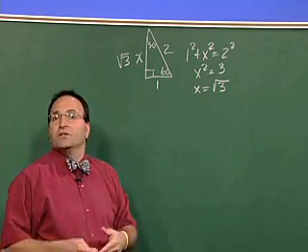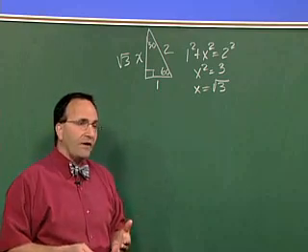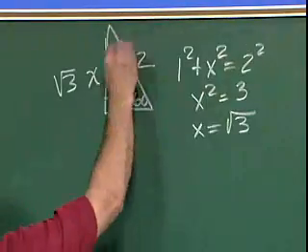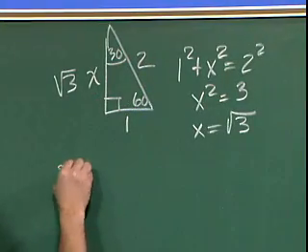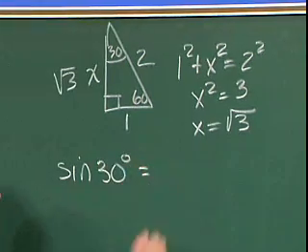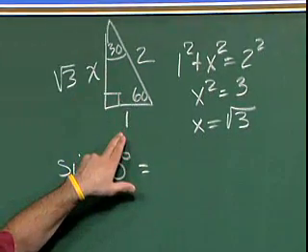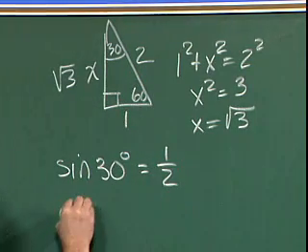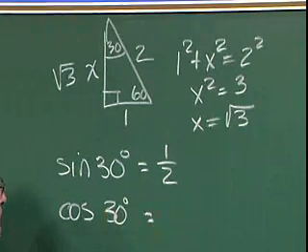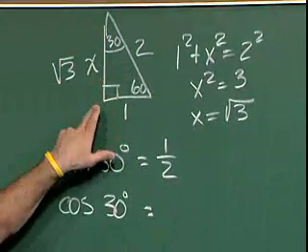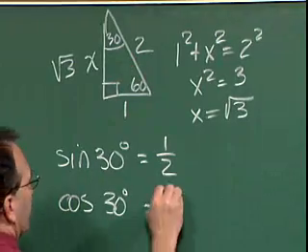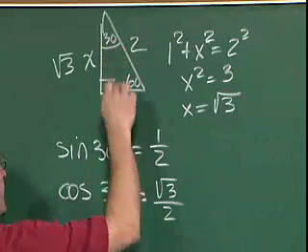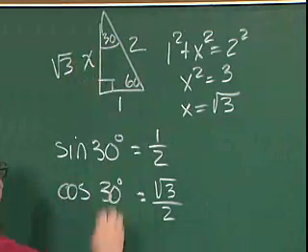And therefore, to find the 6 trigonometric functions, it's straightforward now. For example, let's start with the 30 degrees. The sine of 30 degrees would be the side opposite divided by the hypotenuse. The cosine of 30 degrees would be equal to the side adjacent over the hypotenuse. The tangent would be the side opposite over the side adjacent.